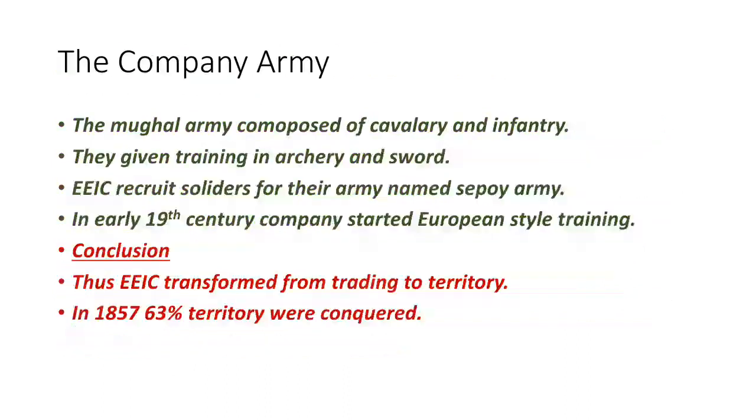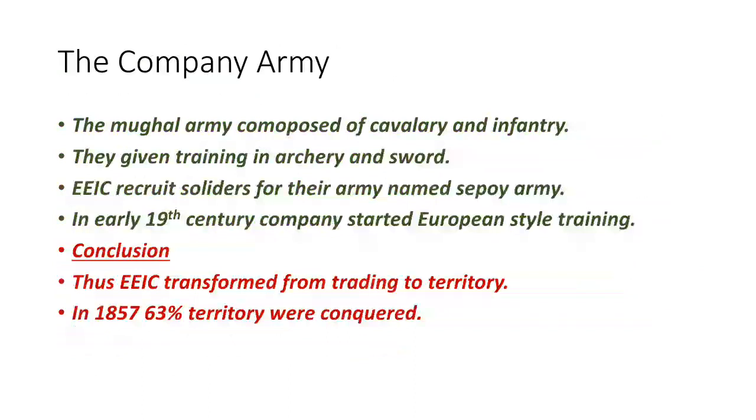And they also started to set up a new army for themselves. Before that, the Mughal army consisted of cavalry and infantry, that is horseback riders and foot soldiers. Now they gave training in different areas like archery and sword, and they introduced an army named the Sepoy Army. EAC had an army named the Sepoy Army, and they started to recruit many people like farmers and tribal people for it. They changed everything to European style in the early 19th century. In the Sepoy Army they had some difficulties and some revolts. The Revolt of 1857 is an important revolt, and we will go through everything deeply in the further chapters.